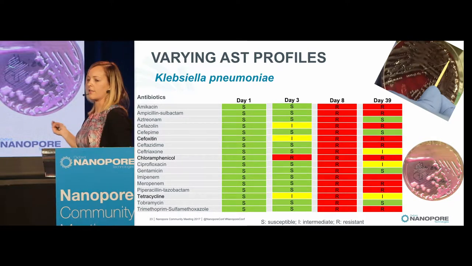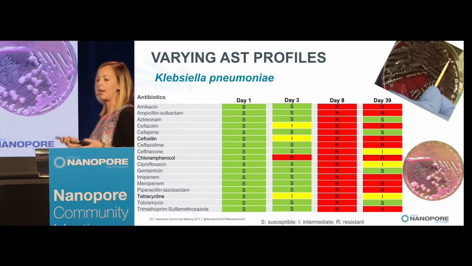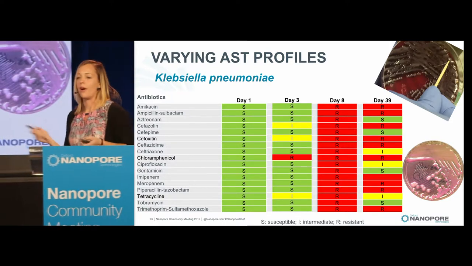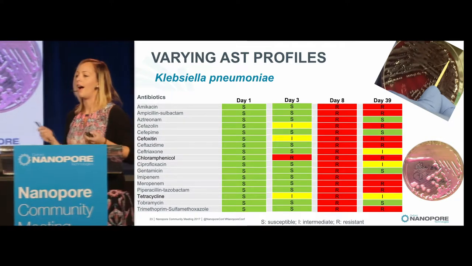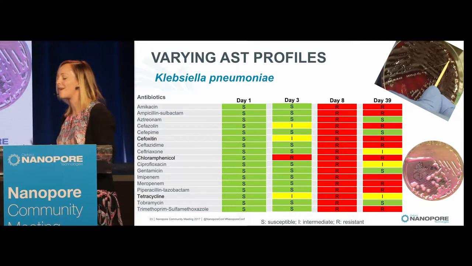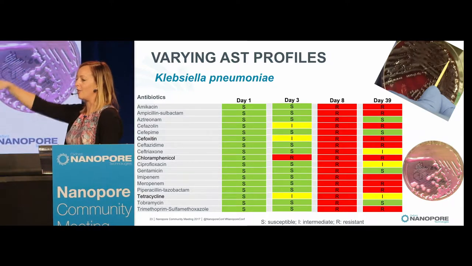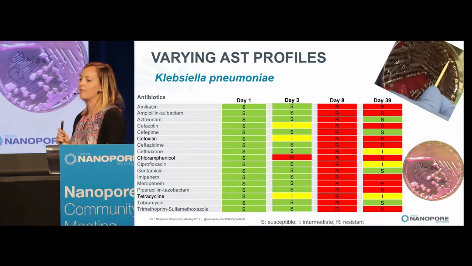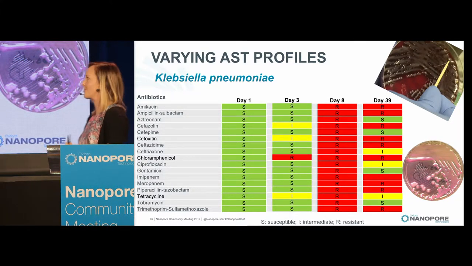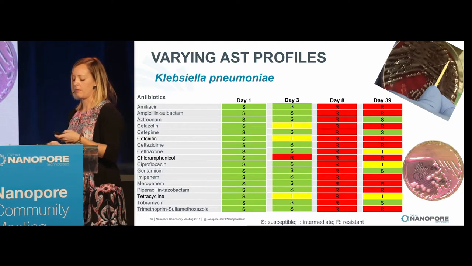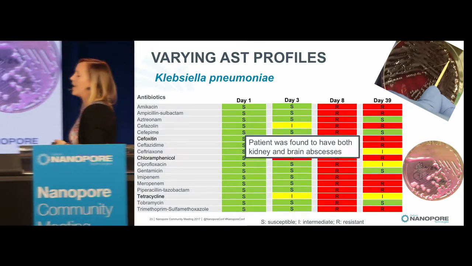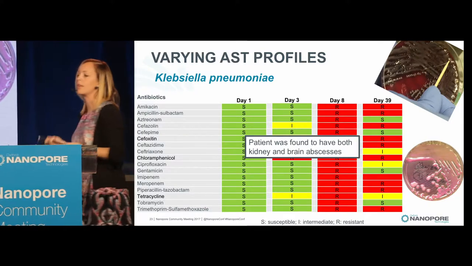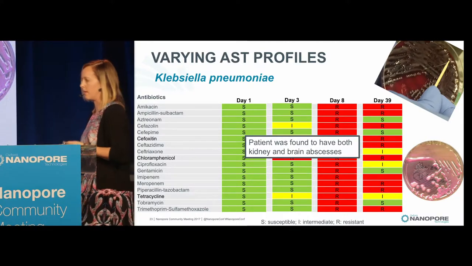Phenotypically, they looked identical in culture, just their growth characteristics, except some of them were what we call positive for the string test. Now, this is a highly complex test that we use in the clinical lab, where we take a loop and touch the surface of the organism, and if that strand extends past 5 millimeters, it's positive for this virulent strain. We noticed that some of them were string test positive, and this was consistent with the clinical presentation because this patient was found to have both kidney and brain abscesses as well.